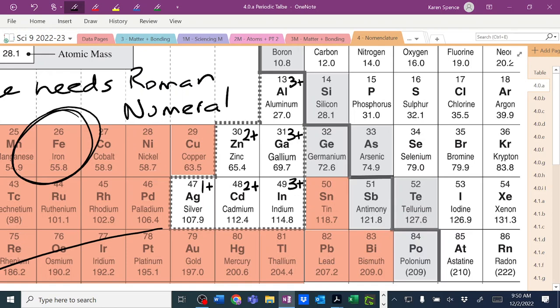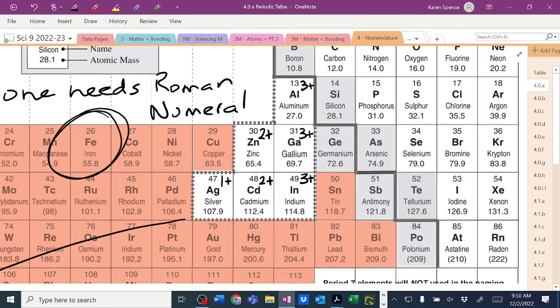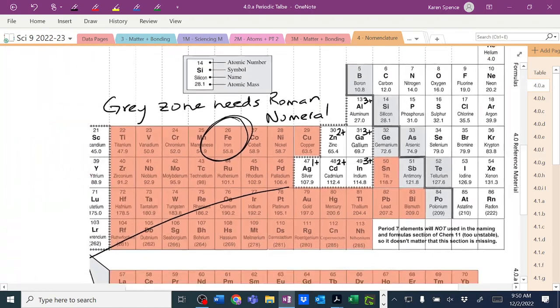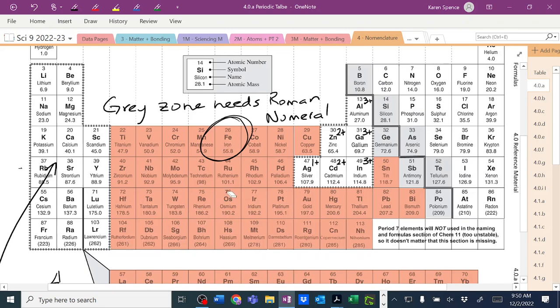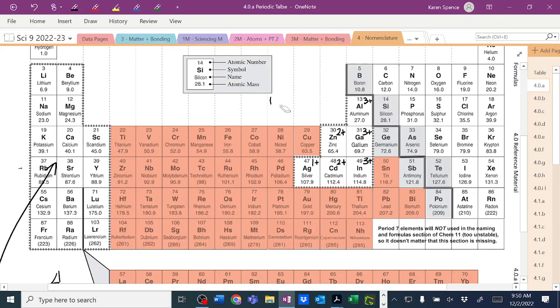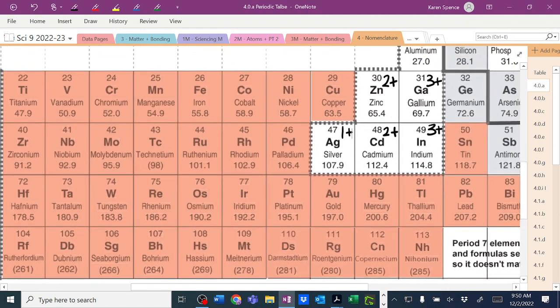However, let's look. What if I said to you, what is the charge of copper? You would say, I don't know. What is the charge of iron? I don't know. Okay, there's no way to predict, and in fact, they can have more than one possible charge. That's why they're called multivalent, multi meaning many, valent meaning charges, multivalent.